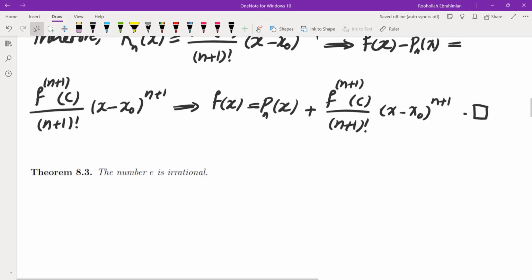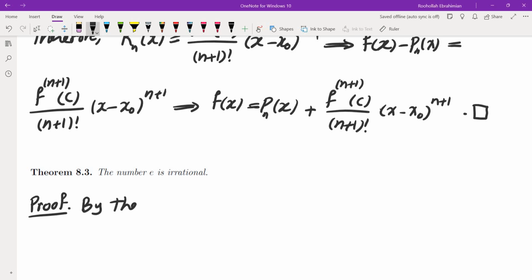So let's use this one to prove something, on the face value, unrelated. We want to show that e is irrational. So this is an interesting application. It seems like this might not even be related to how you show irrationality of e using advanced calculus. But this is an interesting application. So here's what we're going to do. We're going to apply the previous theorem, the Lagrange Remainder Theorem, to the function e to the x.